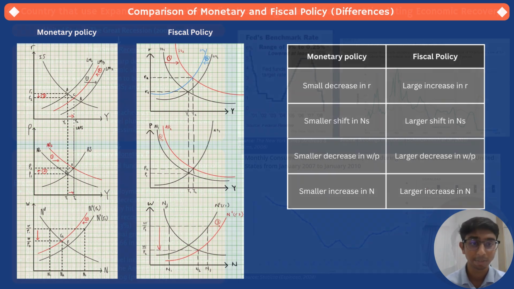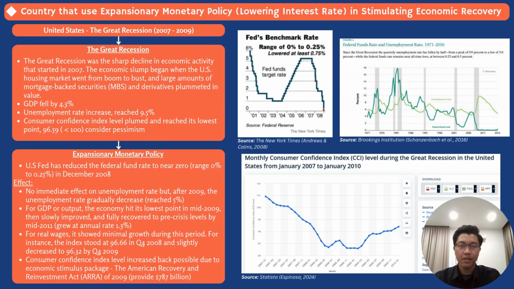Now, the example of a country that we can use as country B is the United States during the Great Recession. It happened in 2007, whereby the US housing market went from boom to bust, and the large amount of mortgage-backed securities (MBS) and derivatives plummeted in value. This resulted in GDP falling by 4.3%, the unemployment rate increasing until it reached 9.5%, and the consumer confidence index also decreasing to 96.59, which is considered pessimism.